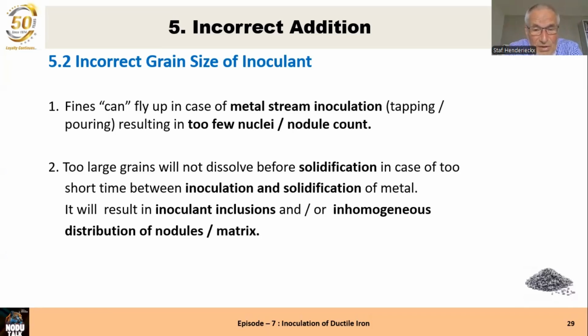One thing. Too large grains will not dissolve, or it can be that they don't dissolve in case the solidification is too quick. Because the bigger the grain size, the longer it takes before they have split. What will it result? It will result in inclusions. You can see it sometimes, inoculant inclusions, or you can see it in inhomogeneous distribution. Then you see an area where there is a lot of nodules, and you see an area a little bit further, and there are very few nodules. So please, the correct grain size is very important.